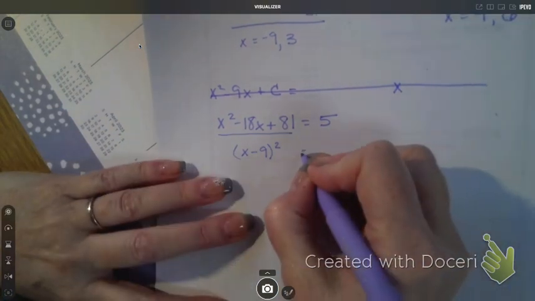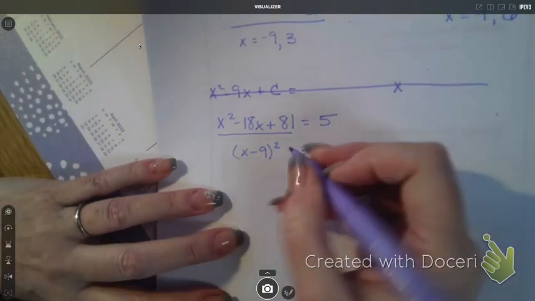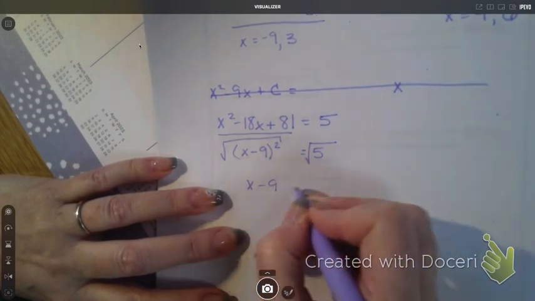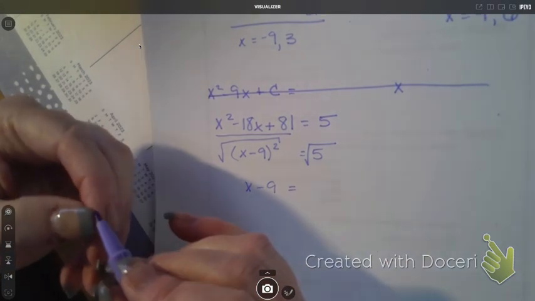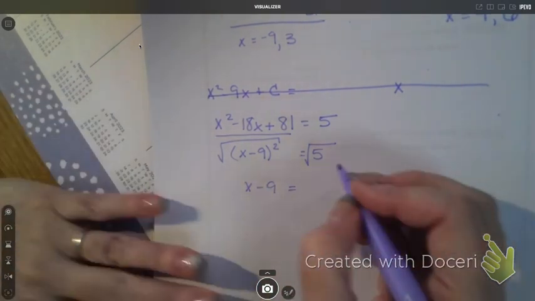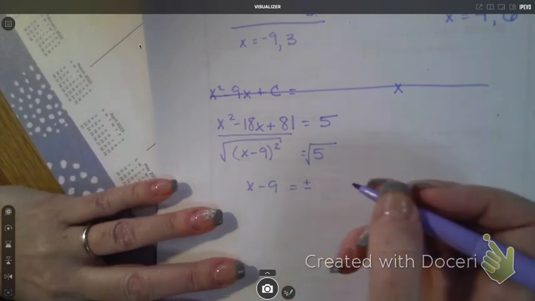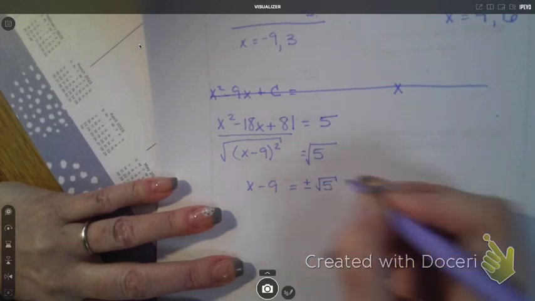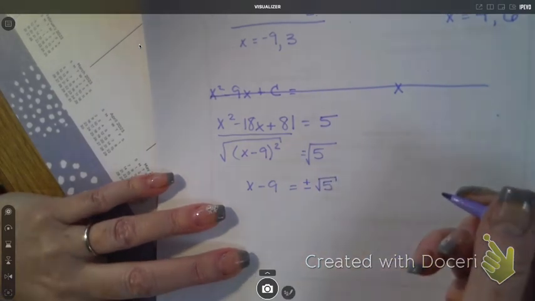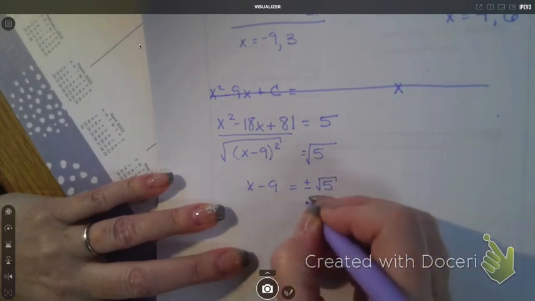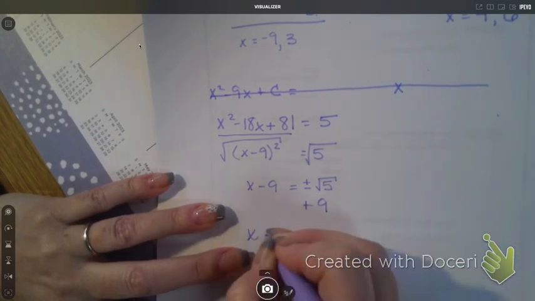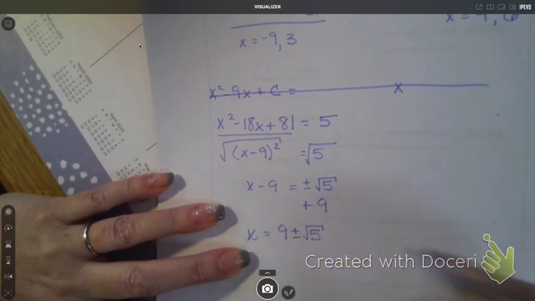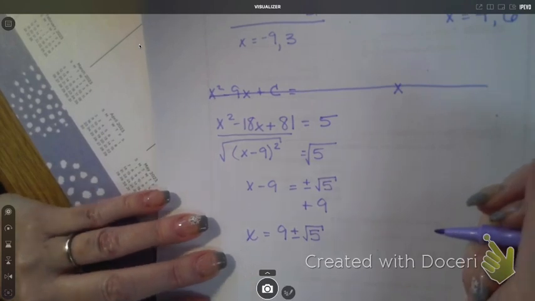Okay. Equals 5. So now what? Square root. So I get x minus 9 equals plus or minus 5. Is 5 a perfect square? No. So I just have the square root of 5. And then what? Add 9. So we're just going to have x equals 9 plus or minus the square root of 5. We can't combine those, can we?